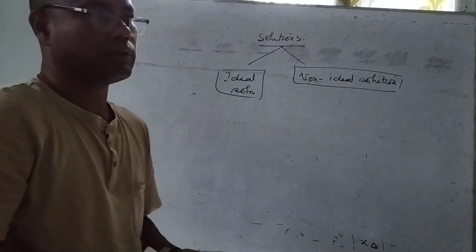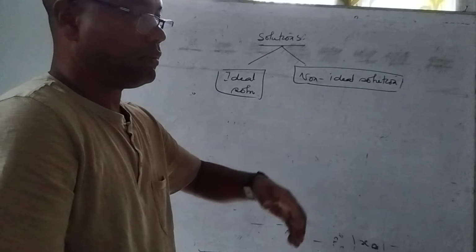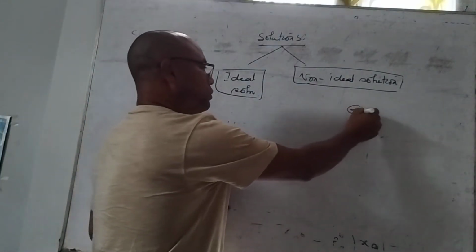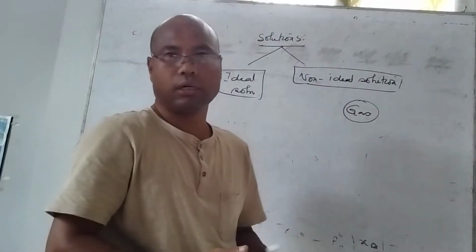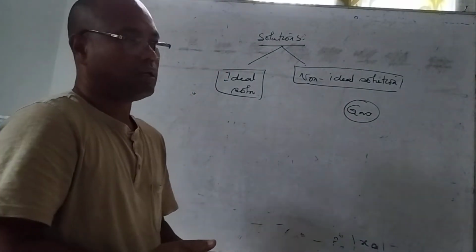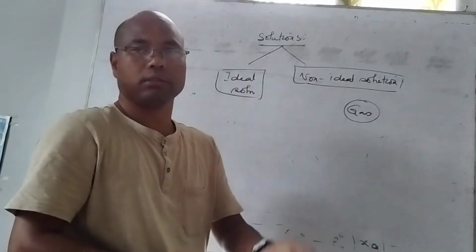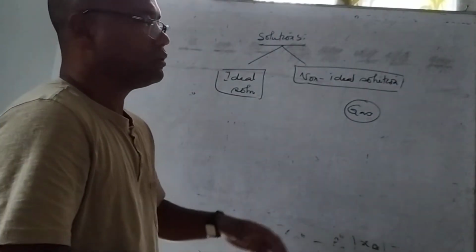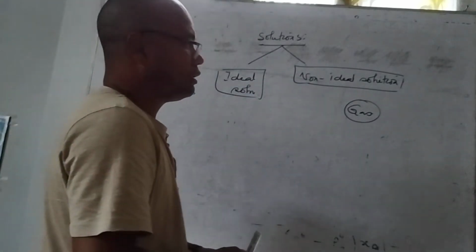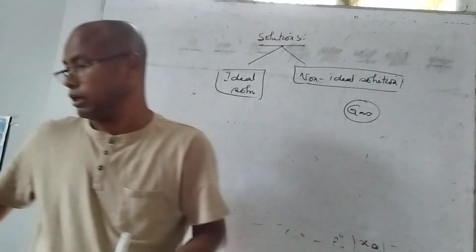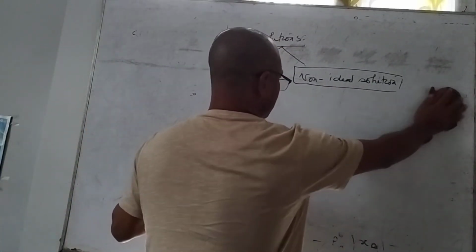In your class 11 standard we learned about different sets of methods. For gases we have two different types: ideal gases and non-ideal gases. In the case of solids also we have ideal solids and non-ideal solids. Similarly, in solutions we have ideal solutions and non-ideal solutions, right? So how do we define the ideal solution and non-ideal solution here?